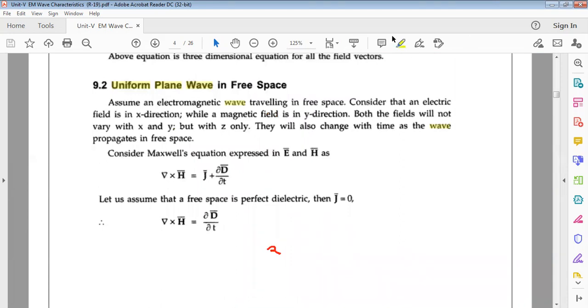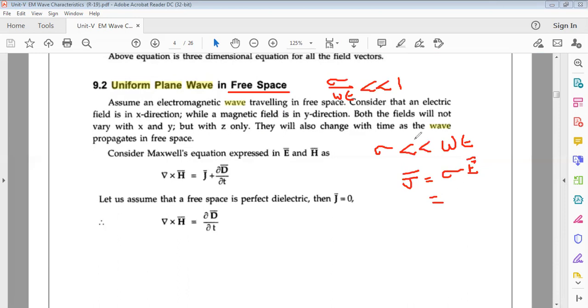Yesterday in class, we discussed free space. Again, I will start to derive the expressions of a uniform plane wave in free space. According to the modified Ampere circuital law, del cross H bar is equal to J bar plus dou D bar by dou t. J bar means conduction current density JC. That JC is equal to sigma into E bar. Because it is a free space and nothing but a dielectric, sigma by omega epsilon is very much less than 1. It's a perfect dielectric. Sigma is very much less than omega epsilon. Okay. So, J bar is equal to sigma into E bar.